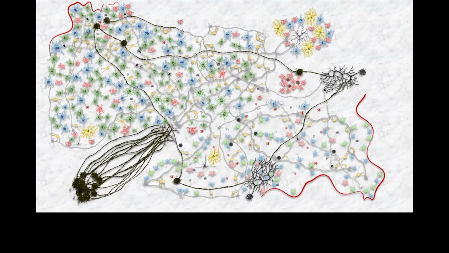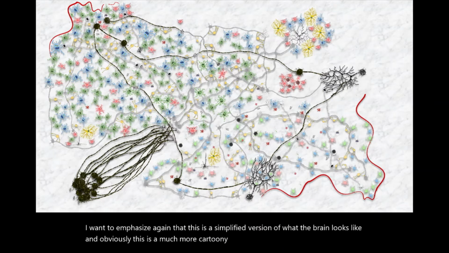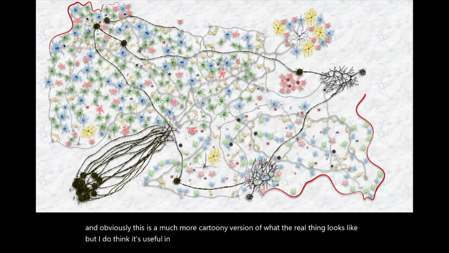So here we have a very basic model of a section of a human brain. I want to emphasize again that this is a simplified version of what the brain looks like, and obviously this is a much more cartoony version of what the real thing looks like, but I do think it's useful in helping illustrate some of the basic concepts behind how the brain works, and in particular the role of glial cells in the brain.